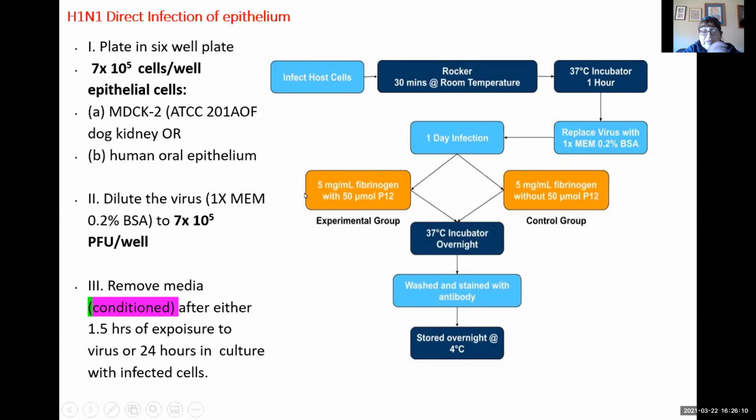And you can see we have somewhat elevated fibrinogen, because that's exactly what happens in vivo when people are exposed to either H1N1 or SARS-CoV-2. Your fibrinogen levels go up almost by a factor of 2 in severe cases.